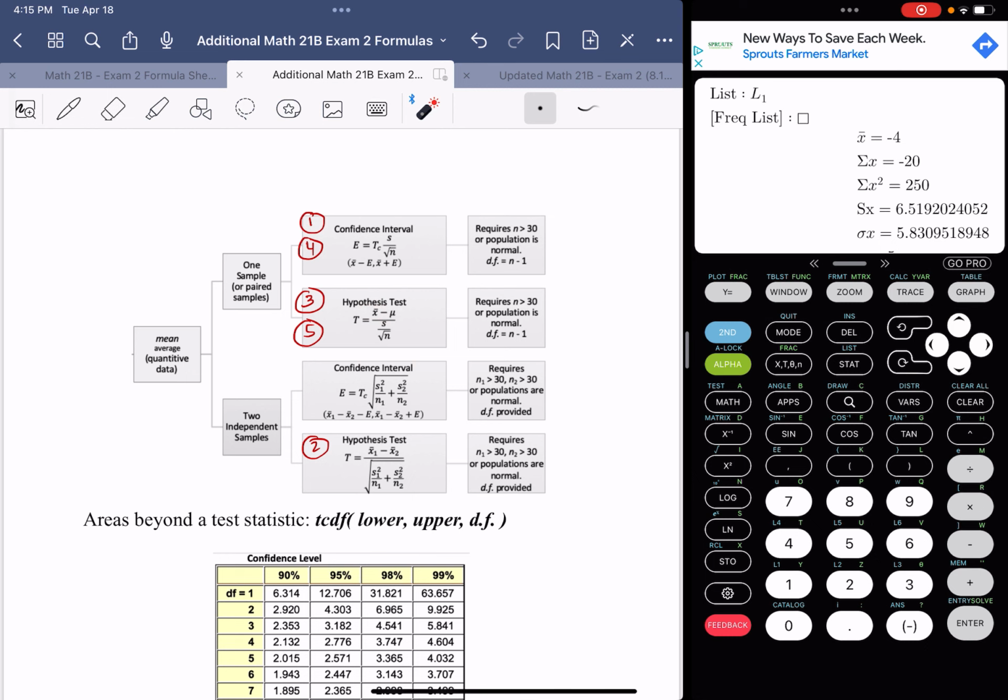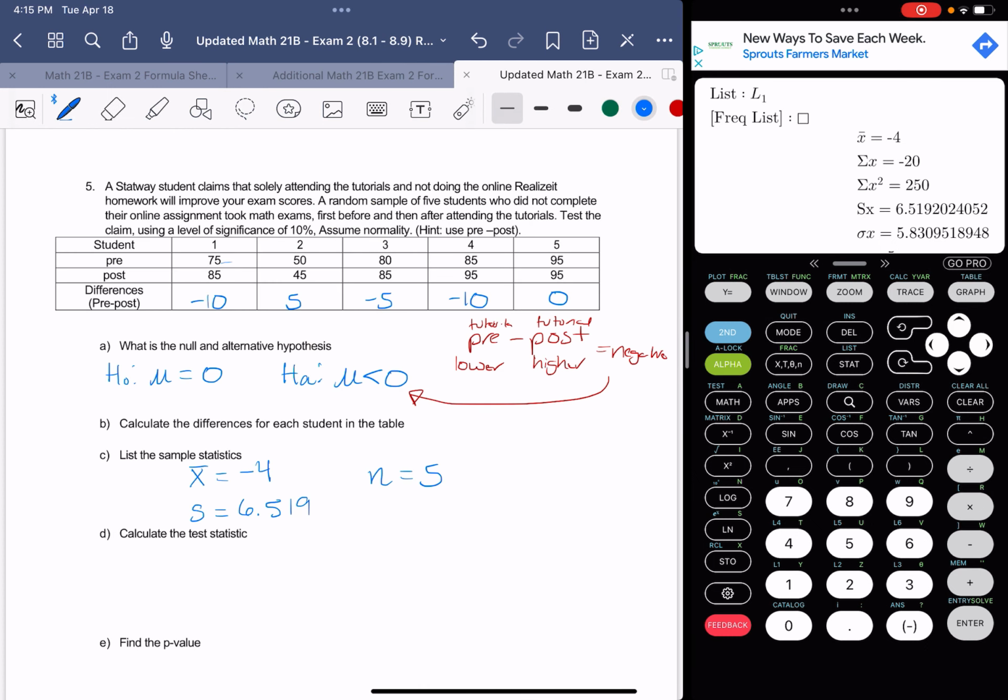So I'm going to bring that over. T equals X bar minus mu over S over square root of N. We have all of this information, so substitute it in. The mean was -4 minus mu is 0 over S, which is 6.519, divided by the square root of N, which is the square root of 5.